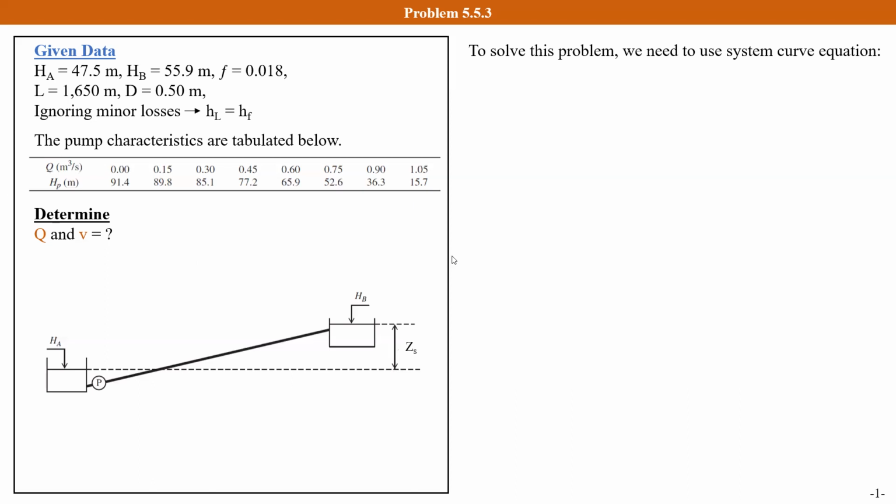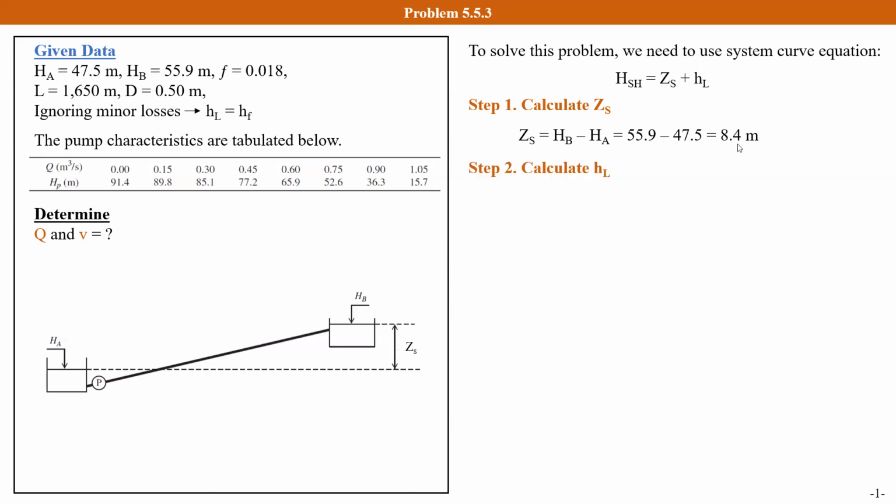To solve this problem, we need to use the system curve equation. The system head is equal to the water rise plus the head loss between the two reservoirs. Let's calculate the water rise first. Because we already know the water surface elevation in the two reservoirs, the water rise should equal h sub B minus h sub A, which equals 8.4 meters.